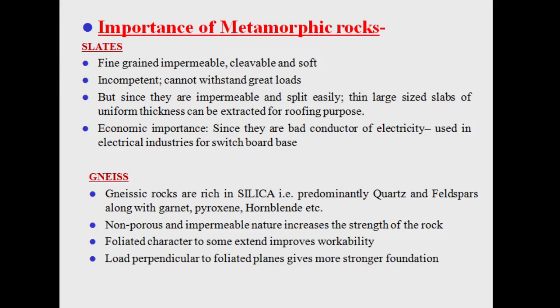Next is the gneisses. Gneisses are rocks rich in silica, predominantly quartz and feldspar, along with garnet, pyroxene, hornblende. Now we will see the composition of these gneisses, which is rich in the minerals of the parent rock that are simply crystallized during the process of metamorphism. Feldspar and quartz are more common in the gneisses than the schist. Gneiss is a foliated metamorphic rock, characterized by the segregation of constituent minerals into layers or bands of contrasting colors.